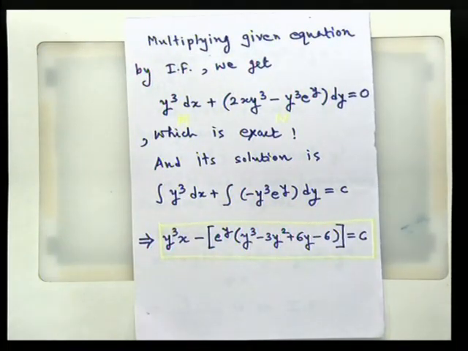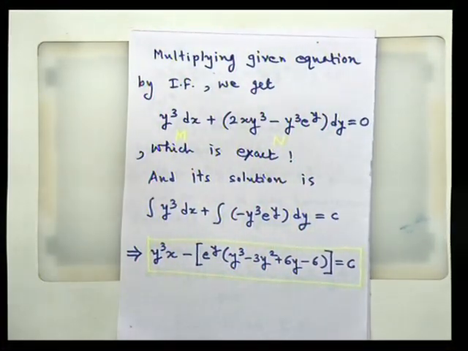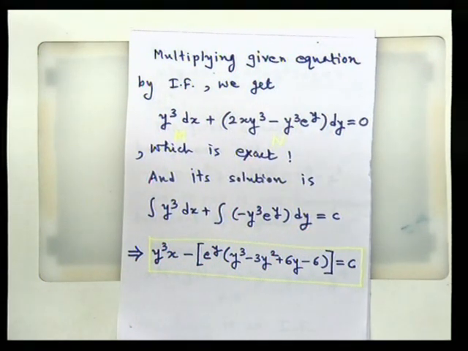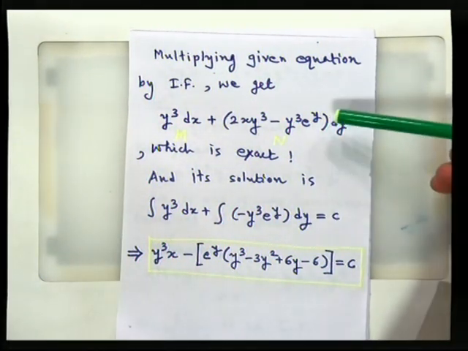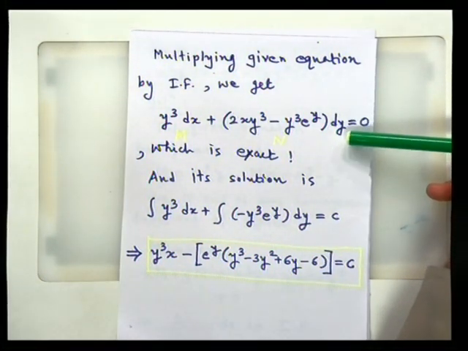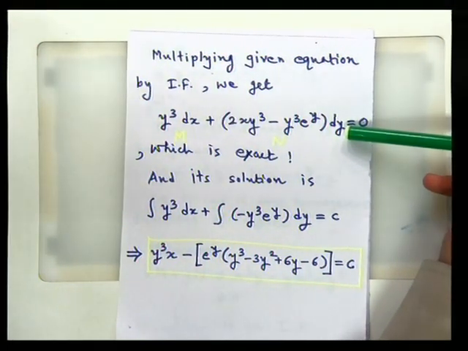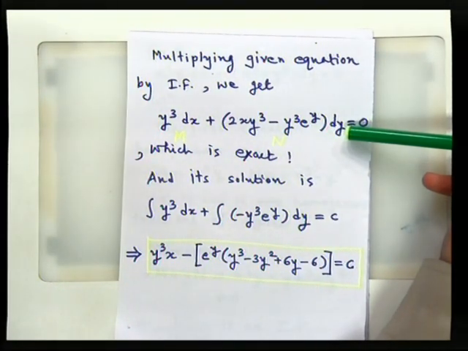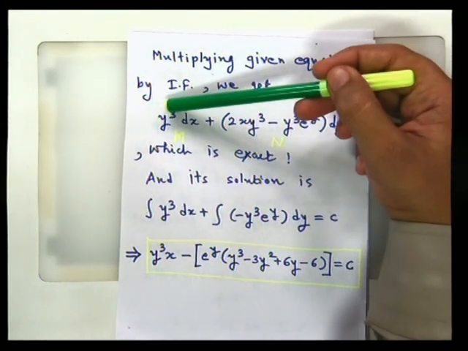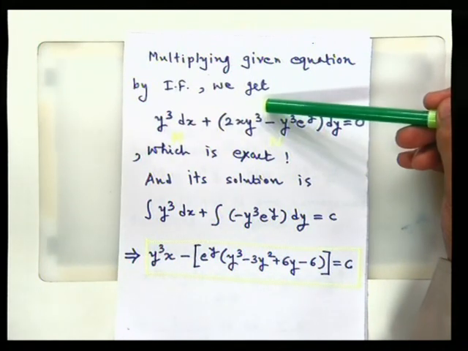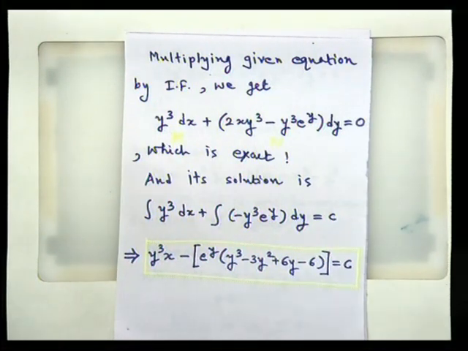So we multiply the given equation by the integrating factor, that is by y square. So it becomes y cube dx plus (2x y cube minus y cube e raised to y) dy equal to 0. The original equation was not exact, but after multiplying by the integrating factor y square, we have this equation, and if you take M equal to y cube, N equal to 2x y cube minus y cube e raised to y, that will satisfy the condition for exactness.